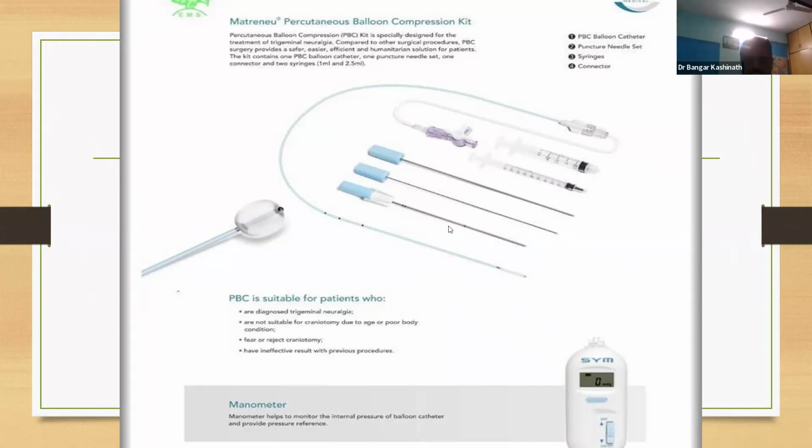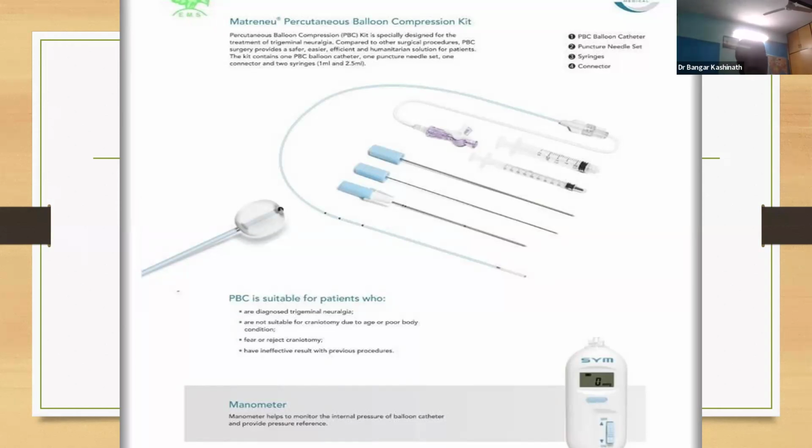You will have a few puncture needles, syringes, and a connector. So what you do is you put a puncture needle into the foramen ovale, then you insert a balloon catheter, put the contrast, inflate it with contrast. The procedure is to be done under general anesthesia.